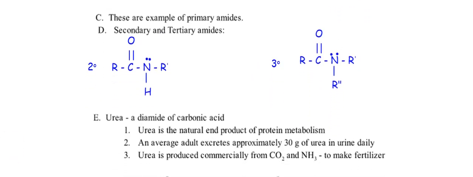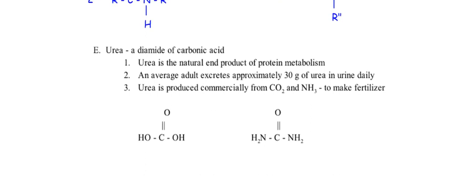Okay. So real quick, urea is what's called a diamide. So 2 amide groups of carboxylic acid. Urea is the natural end product of protein metabolism. By the way, this would be your dicarboxylic acid or dioic acid. This is urea.